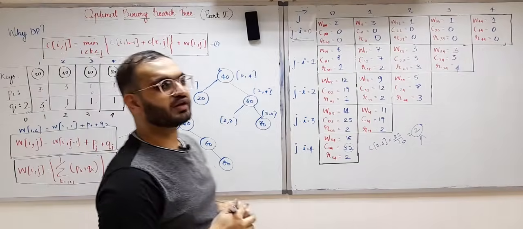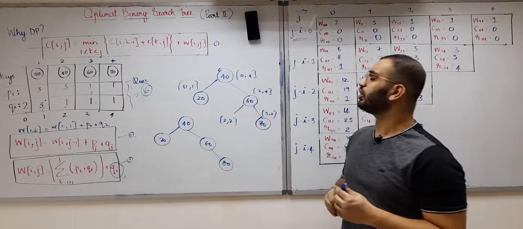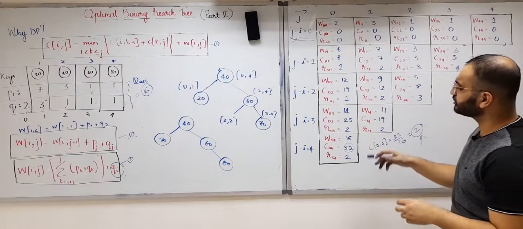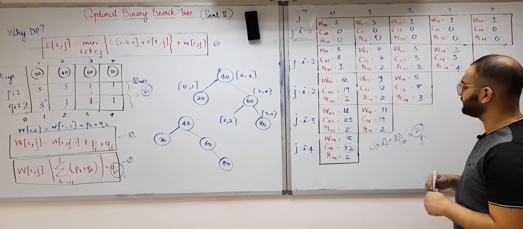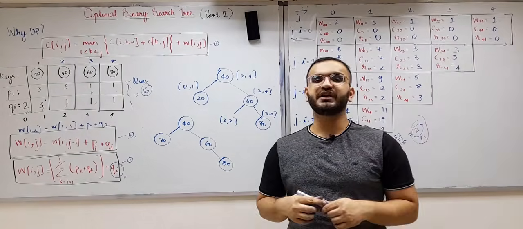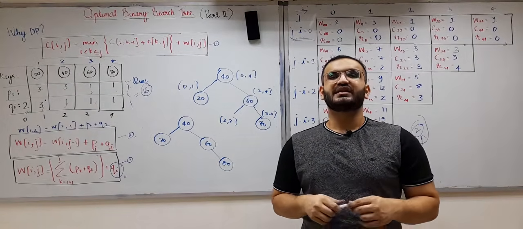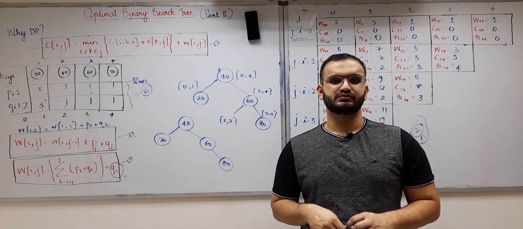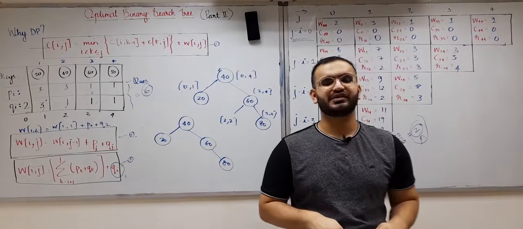So in this video, we not only found the structure of the optimal binary search tree, we also found the cost of that optimal binary search tree, that is 2, right? In the next video, we will see the next advanced data structure, the red-black trees. That's all from my side. See you in the next video.